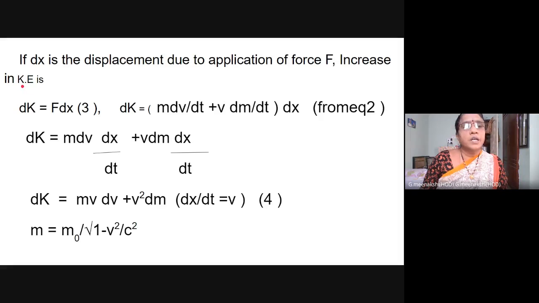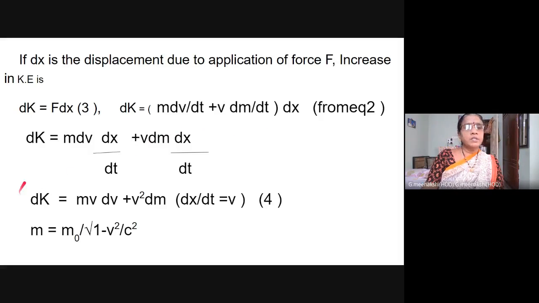So, the increase in kinetic energy due to the application of force is given as dk is equal to force into displacement. This work done is used to increase the kinetic energy in the body. So dk, the increase in kinetic energy, we can give as the work done, that is force into displacement. Now, the expression for force we have already taken: m into dv by dt plus v into dm by dt. Here, this is the expression for force into displacement.